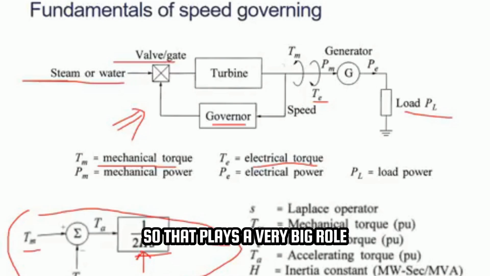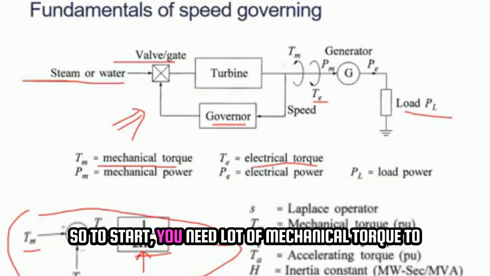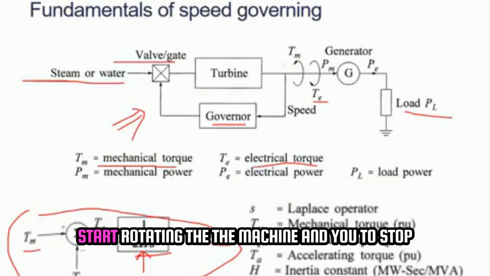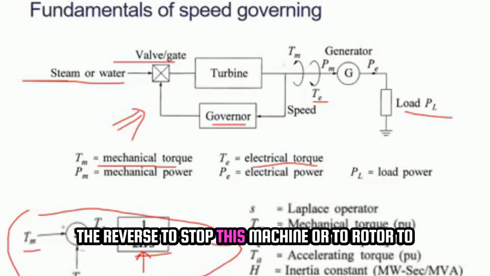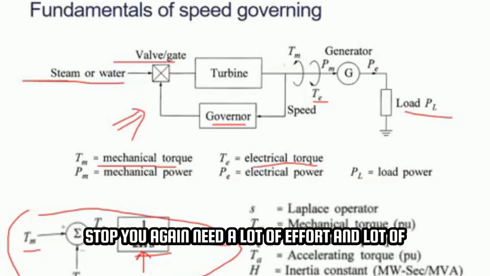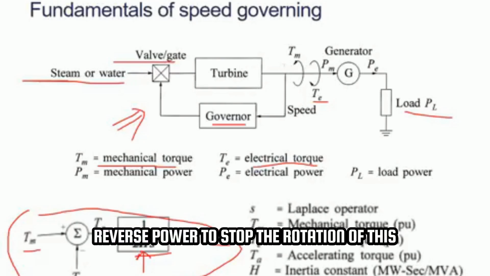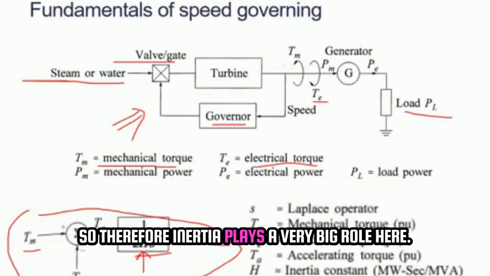So that plays a very big role in deciding the speed. So the weight is high, so to start you need a lot of mechanical torque to start rotating the machine, and to stop the rotor you again need a lot of effort and a lot of reverse power to stop the rotation of this machine. So therefore inertia plays a very big role here.